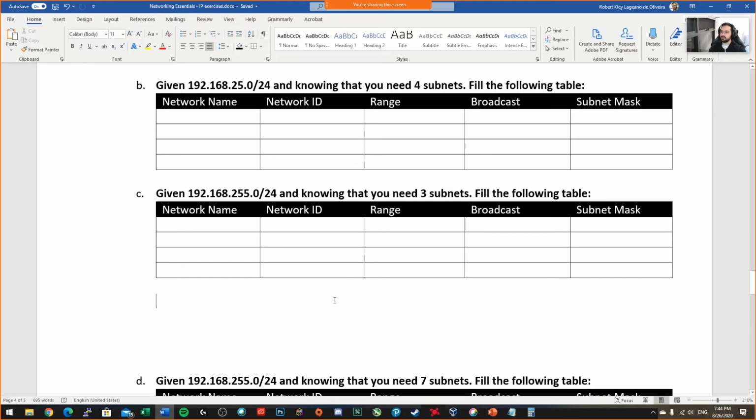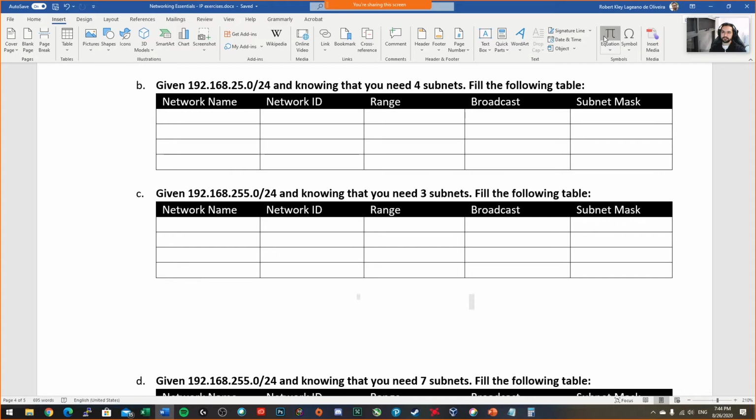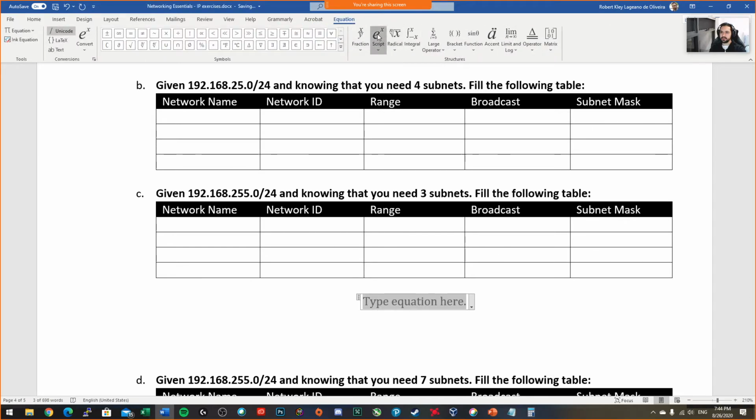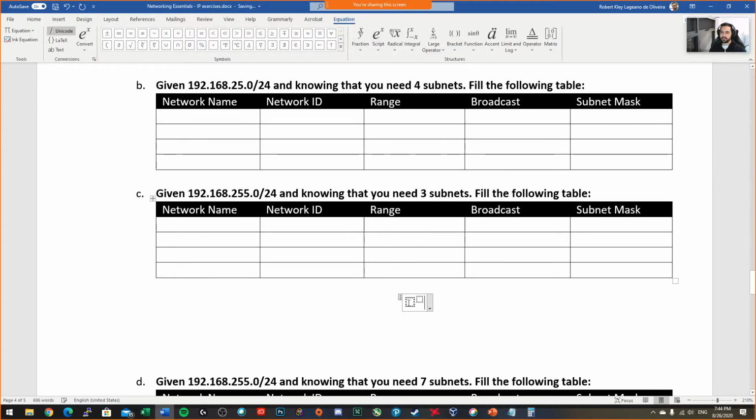Exactly. So you need to put it into the formula. Let's do the formula together. The equation: 2 to the power of what? To the subnets, borrowed bits. How many bits do you need to borrow? 2, to have at least 3.